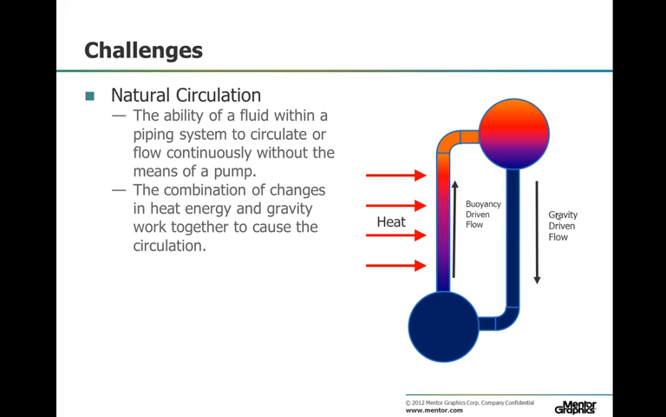Natural circulation is a thermal fluid property phenomenon that is taken advantage of within the power generation industry. This is the ability of a fluid within a piping system to circulate or flow continuously without the means of a pump. The combination of changes in heat energy and gravity work together to cause the circulation. This is a typical configuration that is used in water tube boilers and heat recovery steam generators. The ability to simulate this phenomenon accurately is key for the market acceptance of the product.